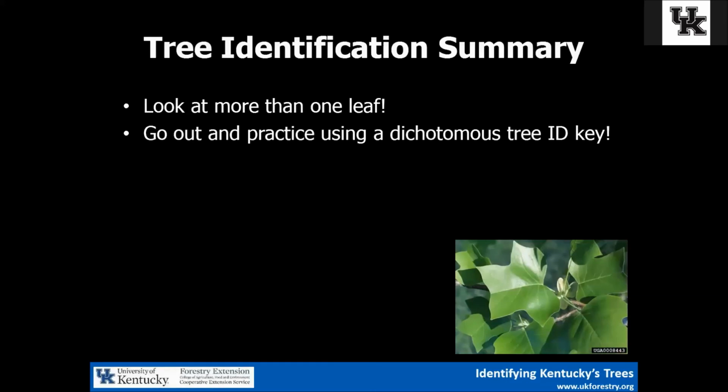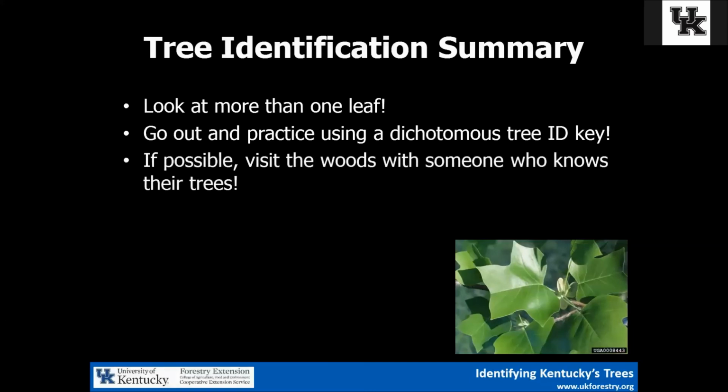I know when I took dendrology, we did a lot of it based on describing a leaf, and there was a lot of memorization in it. Then when we did winter tree identification, we discovered there's a key, and we really learned our trees by being able to use a key. If possible, visit the woods with someone who knows their trees. Nothing better than going out in the woods, looking at trees, getting them to help you use your dichotomous key.